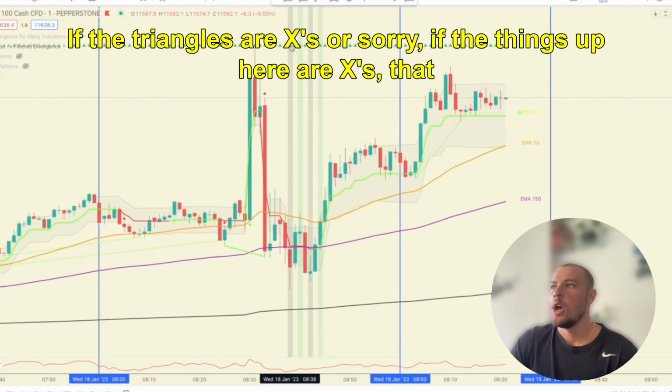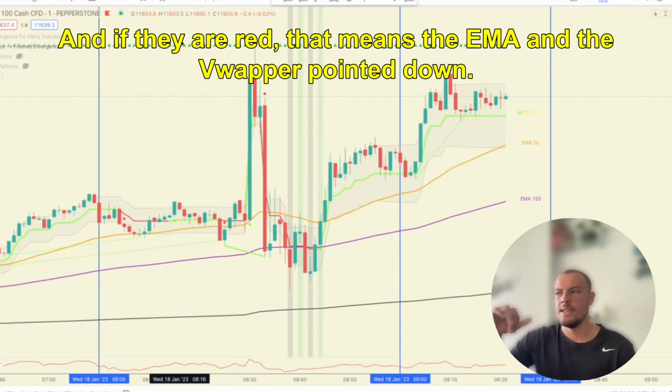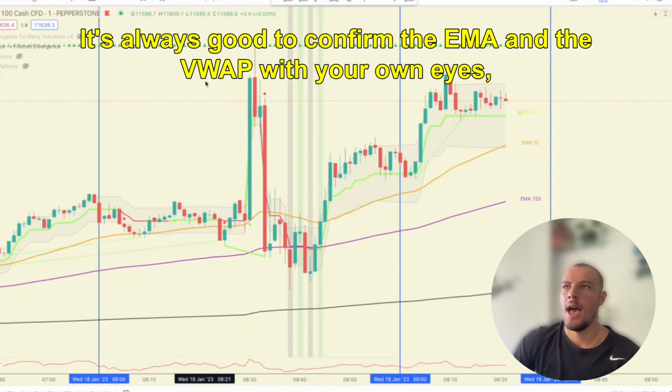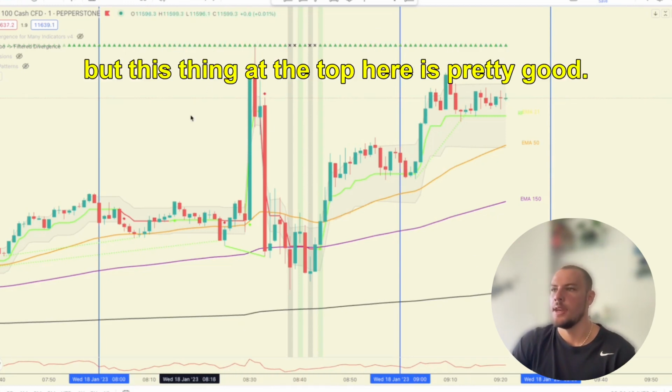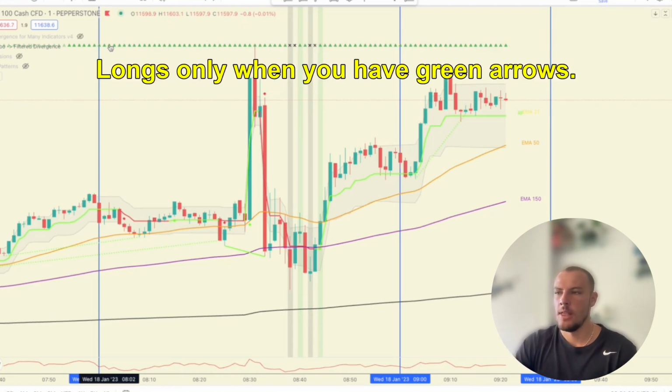If the triangles are X's, or sorry, if the things up here are X's, that means the EMA and the VWAP are kind of flattened out. And if they're red, that means the EMA and the VWAP are pointed down. It's always good to confirm the EMA and the VWAP with your own eyes, but this thing at the top here is pretty good. So when you have green arrows, that means you're looking for longs, okay? Longs only when you have green arrows.